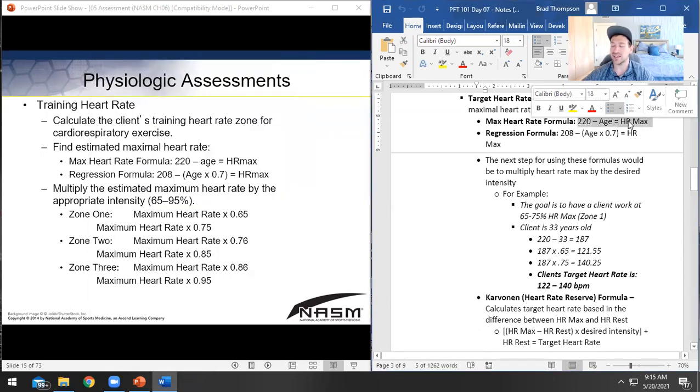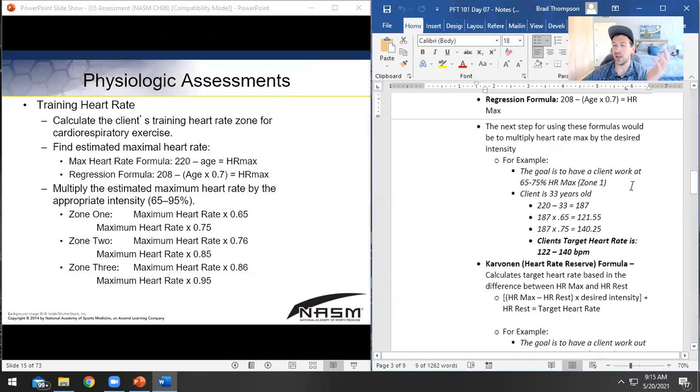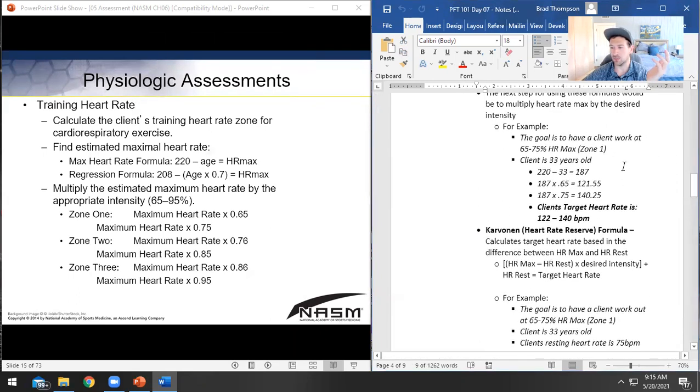But here's the thing. It doesn't take into account your client's individual athleticism. You know, I like to think that I'm a little bit better at cardio than most 33-year-olds. I do a lot of running. So my max heart rate isn't really a good indicator of my overall athleticism, because it's just my age, and everyone my age is going to be the same.